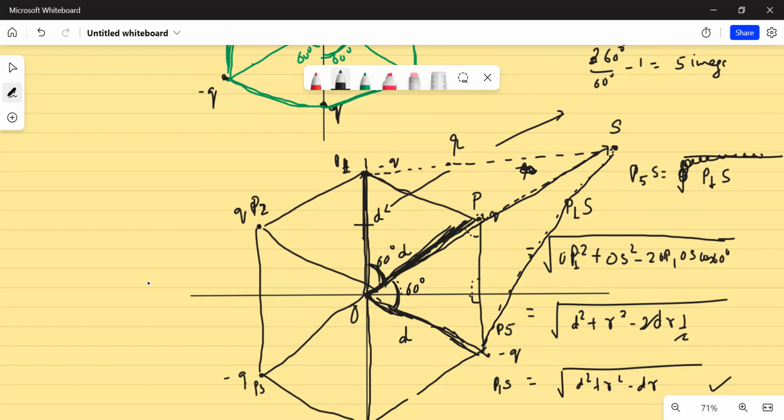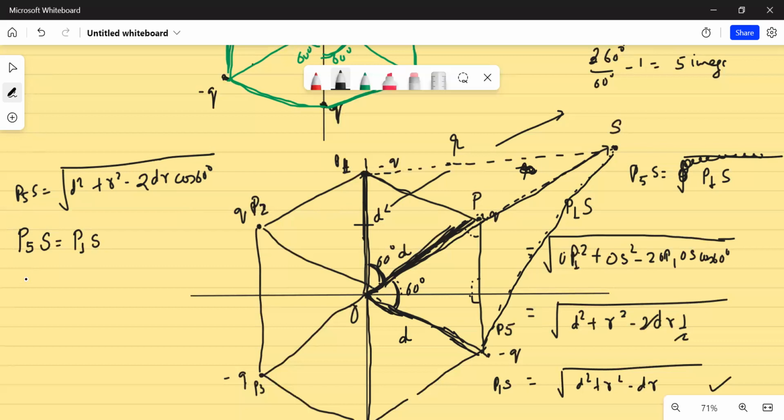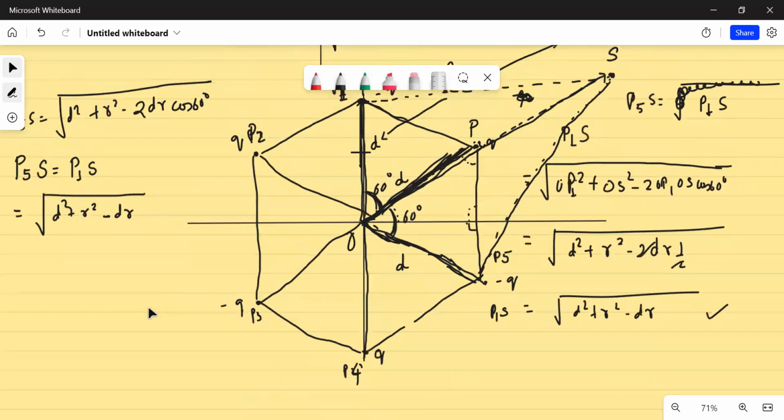So how much will P5s be? P5s will be root over d square plus r square minus 2dr cos of 60 degrees. If you do it this way, again you will get the same thing. So I will write here P5s. I will write P1s is equal to root over d square plus r square minus dr. Is that clear? Did this make sense? There is more geometry in this, okay. Yes, sir.